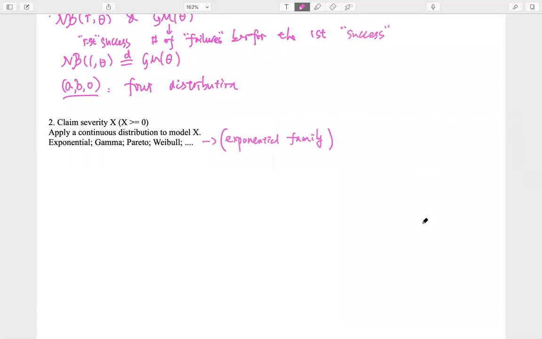So we study something similar. For each one of them, we should know the PDF. We need to know the expectation. We need to know the variance, and possibly the moment generating function. Those help us understand the characteristics of these distributions.